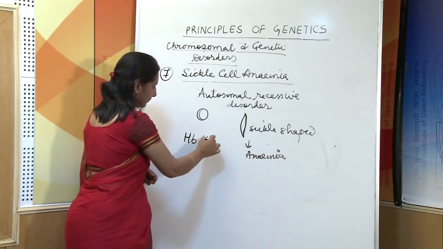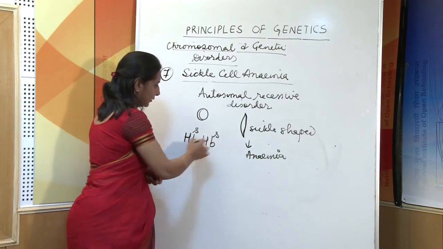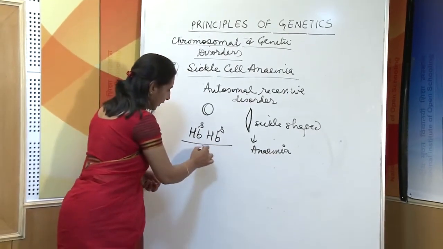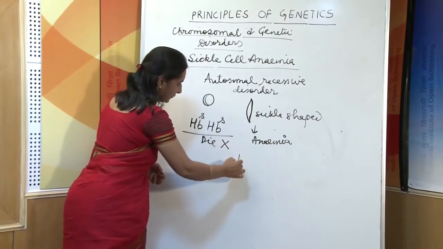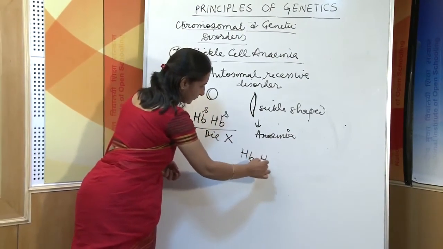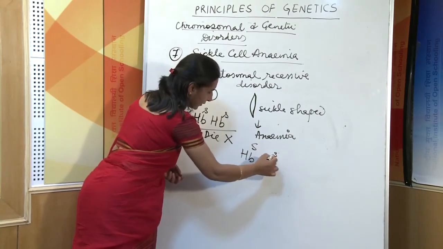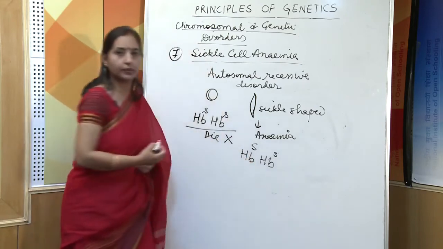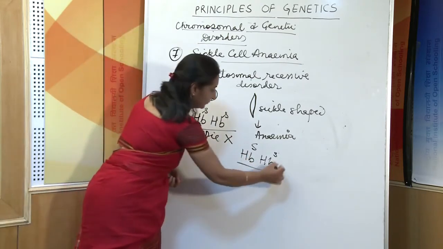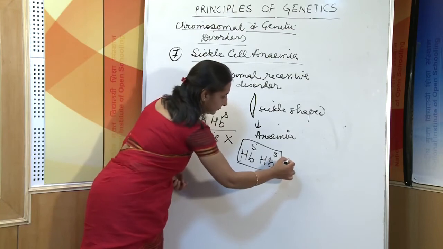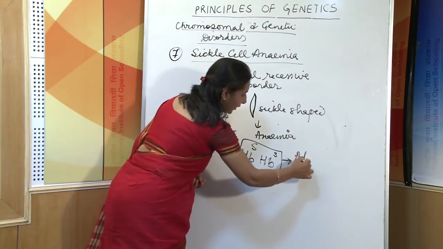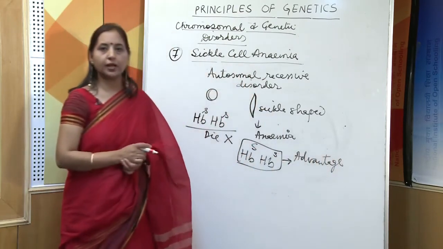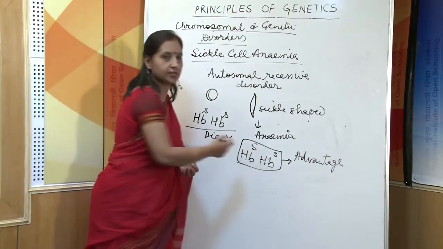Since it is caused by a recessive gene, the homozygous recessive are not able to survive at all, they die. The heterozygotes, which have a defective gene but also a normal gene, have an advantage. 50% of their RBCs are normal and 50% are sickle shaped.